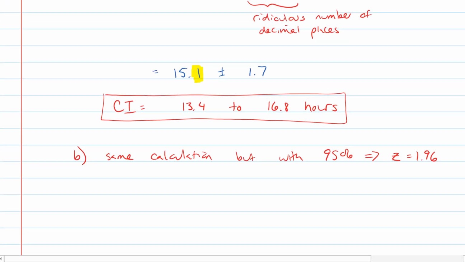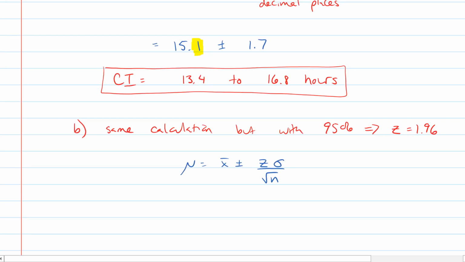And so we write that mu is equal to x bar plus or minus z sigma over the square root of n. We replace sigma by s. We throw in our values again, and the only thing that changes is we get 15.1 plus or minus 2.01437. And we're going to do some nice rounding here and say that that's 15.1 plus or minus 2.0.